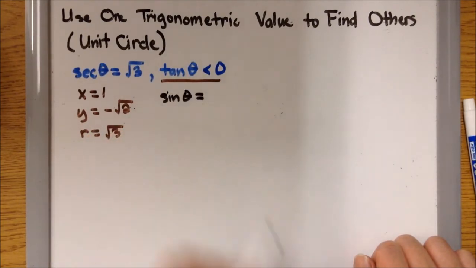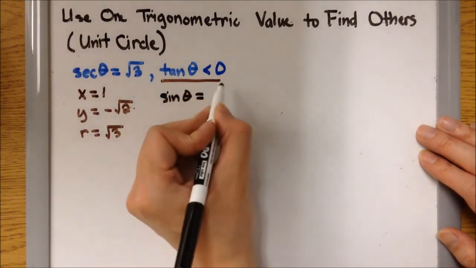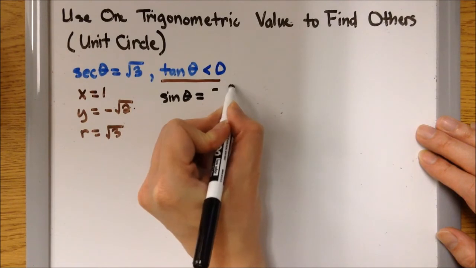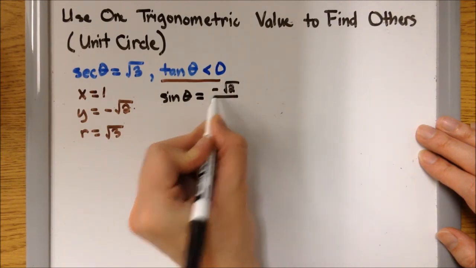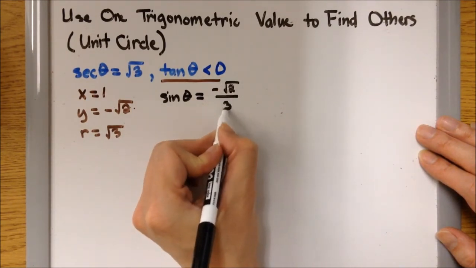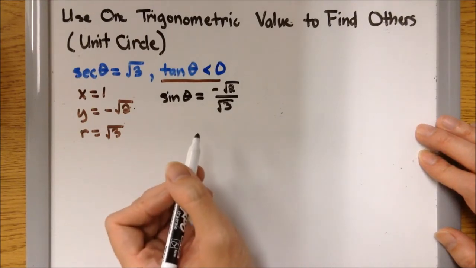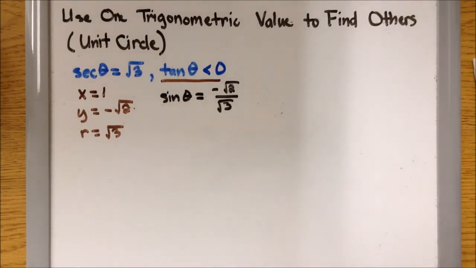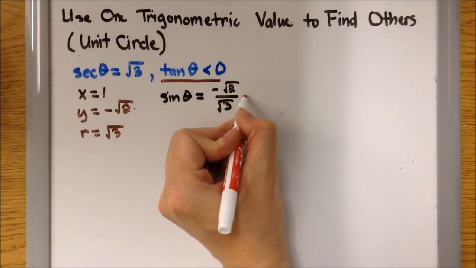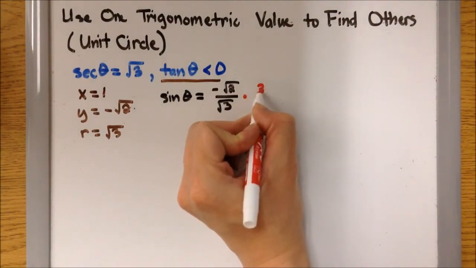let's find sine. Sine theta was y over r. So, y on the top, so negative square root of 2 over r, which is square root of 3. Now, here's the situation. We have a radical in the denominator, so we gotta rationalize it. So, we're gonna multiply top and bottom by square root of 3.